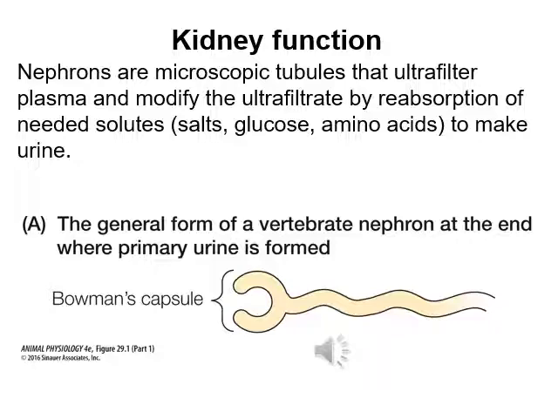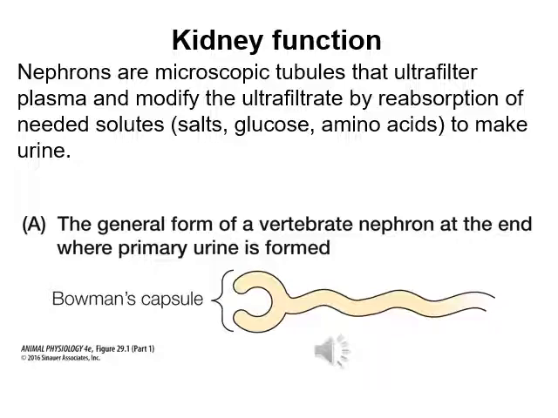In vertebrates, the basic unit is the nephron. It's a hollow tube with a capsule at the end that ultrafilters the plasma. Salts, glucose, amino acids, everything except proteins, are forced into the lumen of the tubule. At this point, the ultrafiltrate is referred to as the primary urine. So the primary urine is what is filtered at the Bowman's capsule.